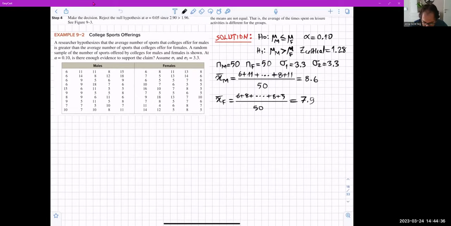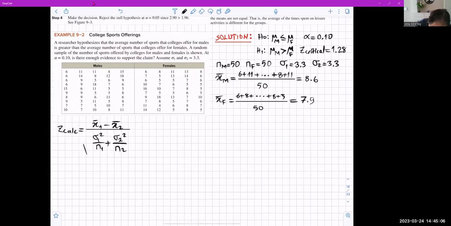I can easily perform the other calculation, the calculated statistic: z calculated equals x1 bar minus x2 bar, divided by the square root of sigma 1 squared divided by n1 plus sigma 2 squared divided by n2. Okay. Let's perform the calculation.